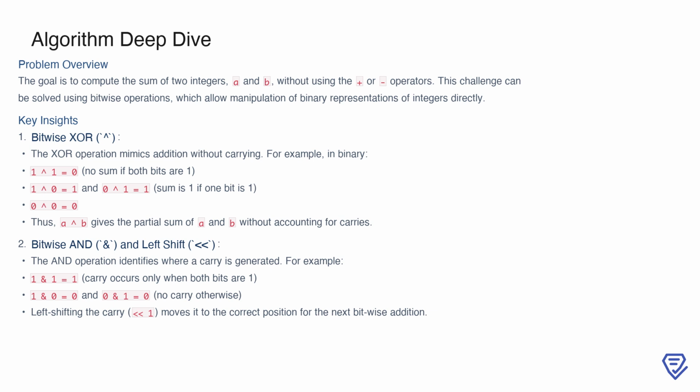Now, to handle carrying, we use the AND operation, represented by ampersand, which identifies where both bits are 1. These are the positions where carrying occurs. Shifting this result to the left using the left shift operator moves the carry to the correct position for the next bitwise addition step. Together, XOR and AND with left shift provide the tools we need to simulate integer addition bit by bit.